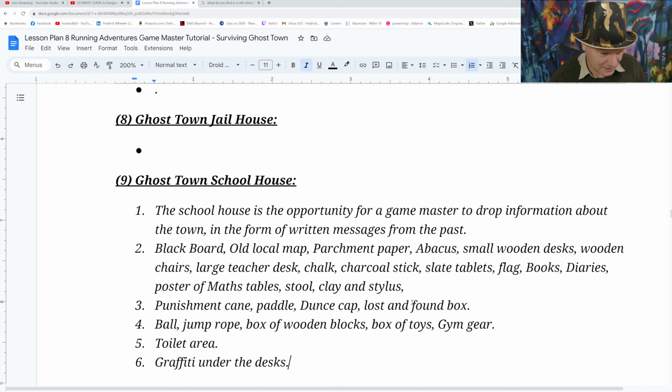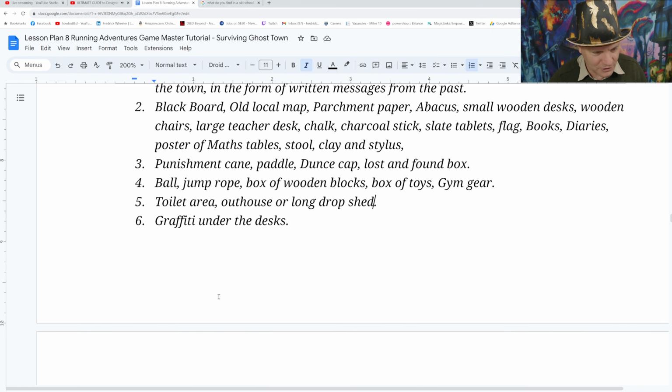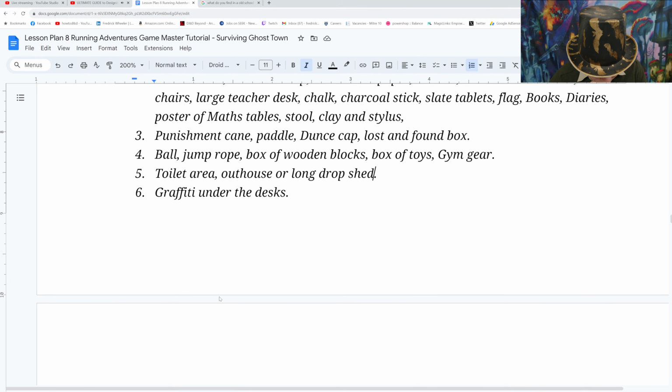The outhouse, yes. The outhouse, toilet area, outhouse, or long drop, as I called it, long drop shed. This is what we call it here in New Zealand, just a long drop shed. God, I hated the long drop shed. It was the worst. Okay, so there's our schoolhouse. Let's move on to something else.